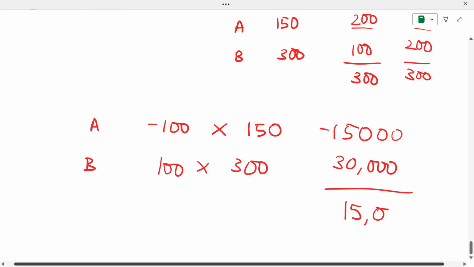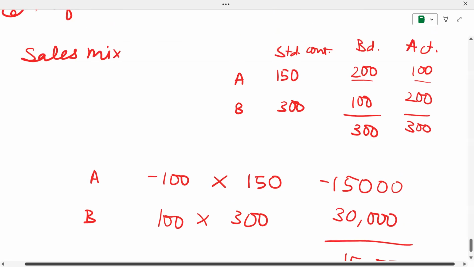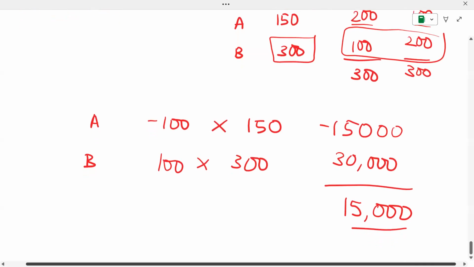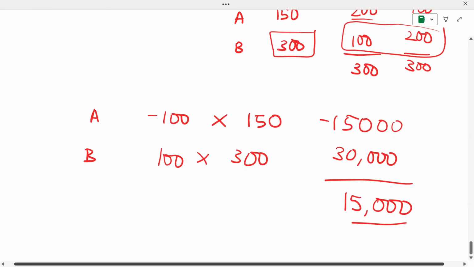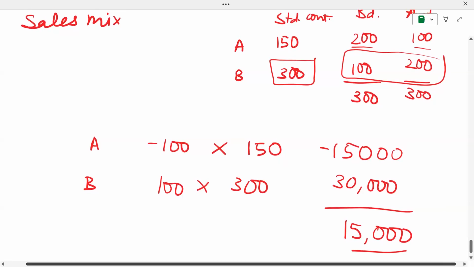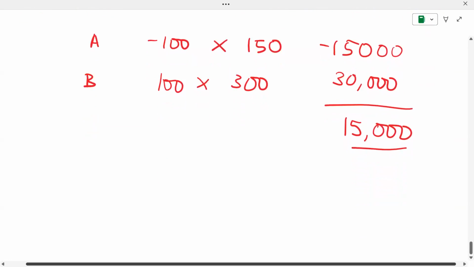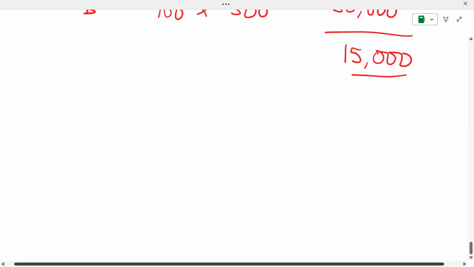So in total, I have earned 15,000 more. And why is that? Because I have actually been able to sell more of the product which is giving me more contribution. That is why I have a positive variance. Had this case been reversed, if I had sold more of product A, then I would have an adverse variance. Then let's talk about the sales quantity variance.